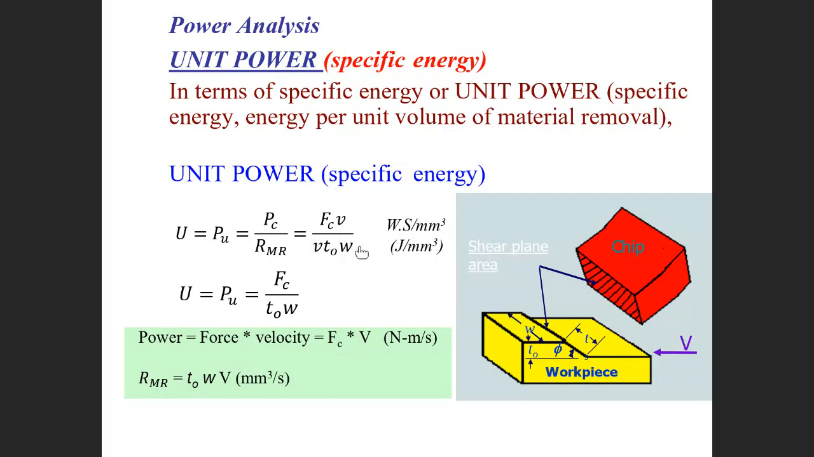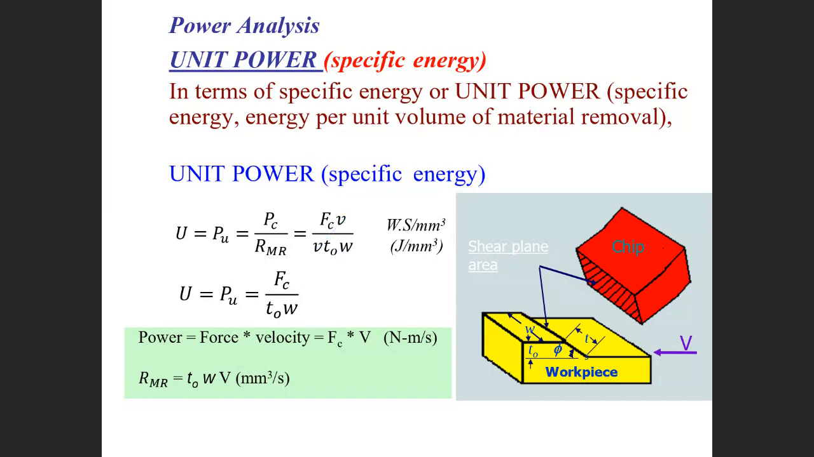Then V·t0·w is the material removal rate. The main power equals Fc multiplied by V, divided by V·t0·w. The V in the numerator is the same V as in the denominator, so they cancel, and the unit power equals Fc divided by t0·w. In this case, this is the unit power in cutting, where Fc is the main cutting force, and t0 and w are the chip thickness and width.